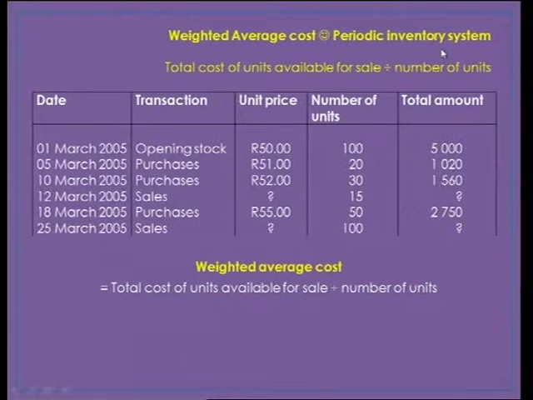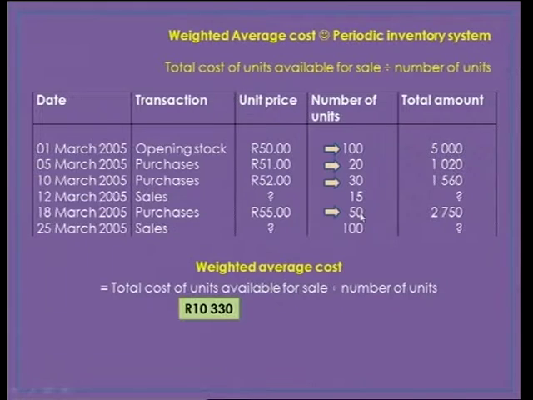So weighted average, we need to go and see what's the total cost of units available for sale. Let's see, it's the opening stock plus the purchases. That's the total cost of the units that was available for sale. So if you add that, you will get 10330. How many units is that? Because we now need to divide by the number of units. So let's see. The number of units is the 100 plus 20 plus 30, that's 150, plus another 50 units.